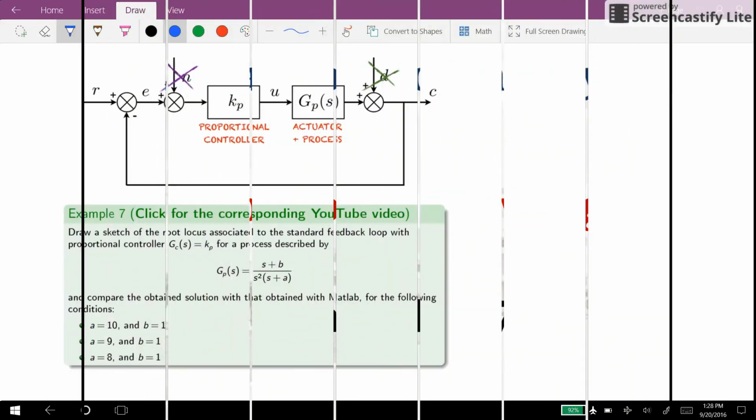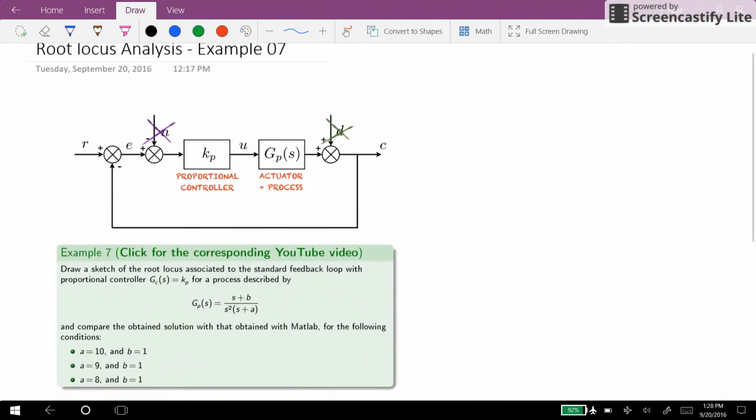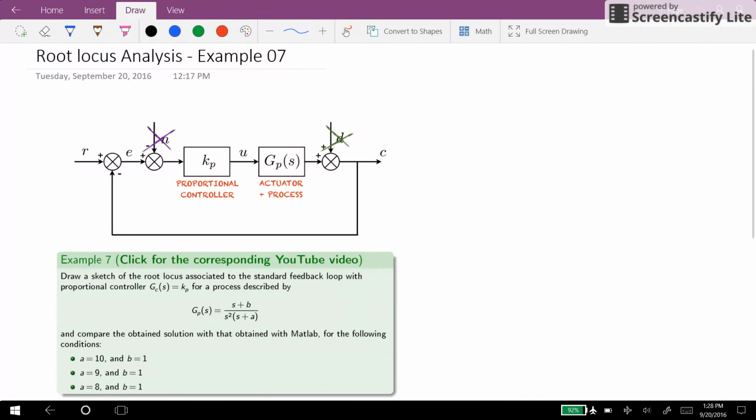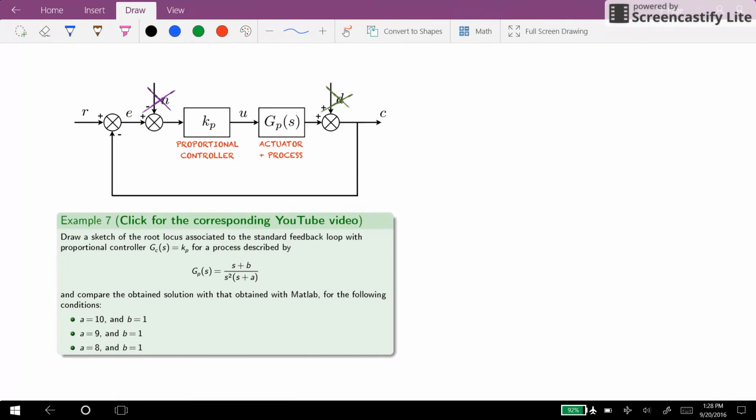Hi everyone. In this example, I will explain how to sketch the root locus for a given system that you can see here. We have the controller GC of S as KP. It's a proportional controller. Then GP of S in the form of S plus B over S squared times S plus A, for which B is always equal to 1 and A can take three values: 10, 9, and 8.